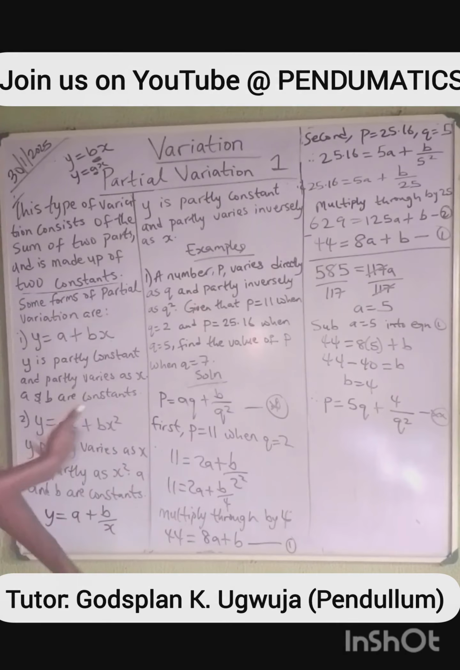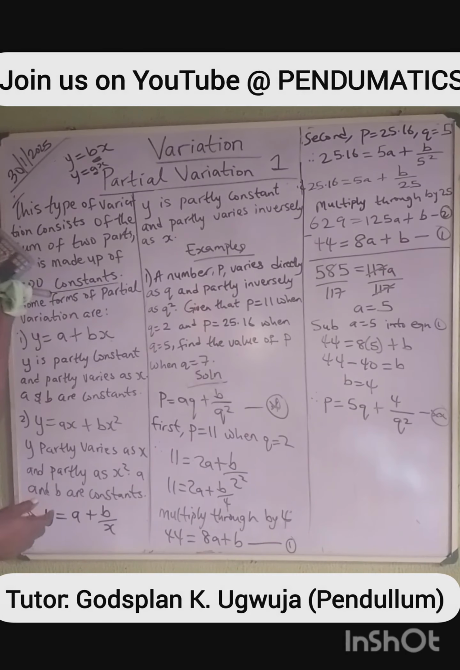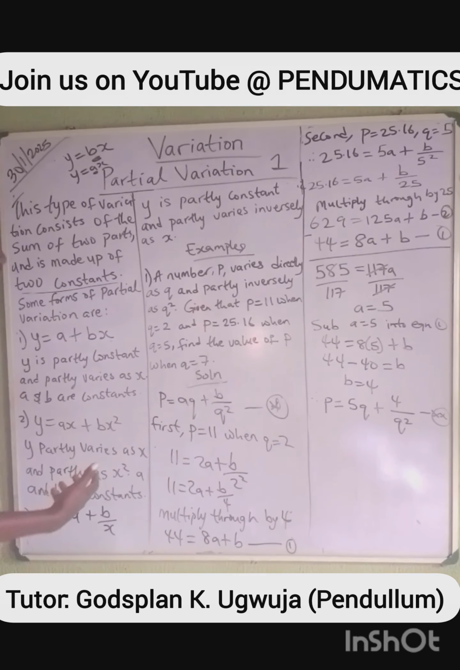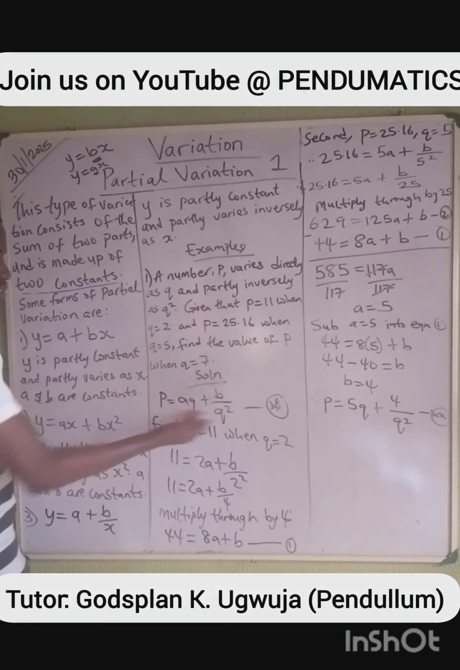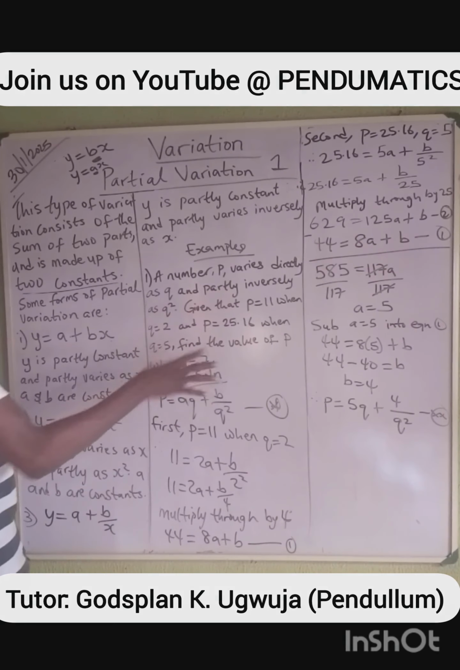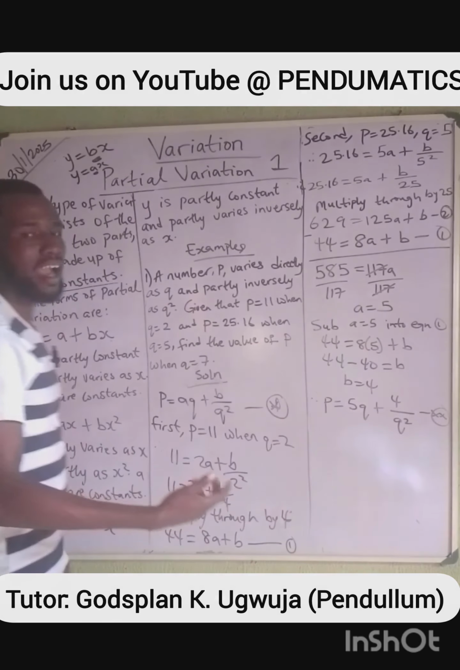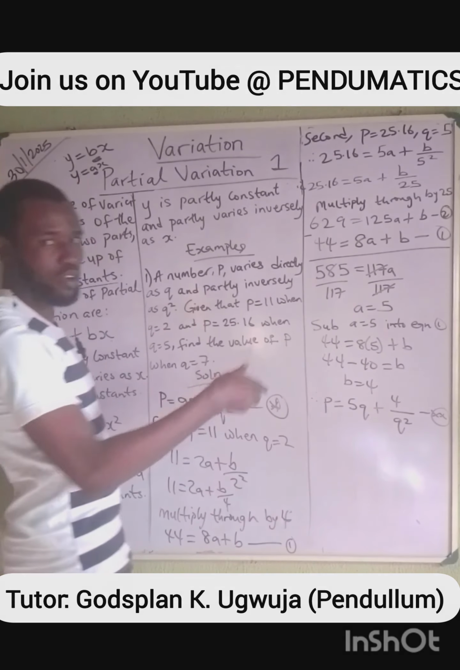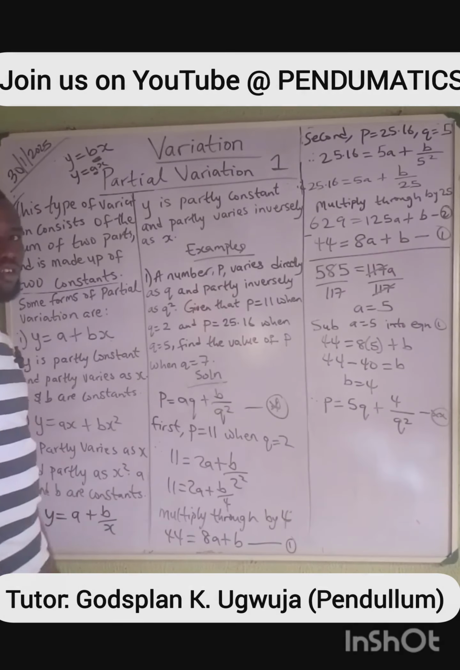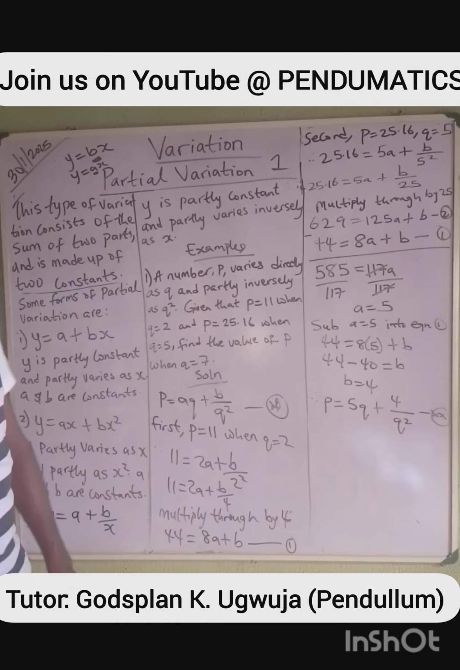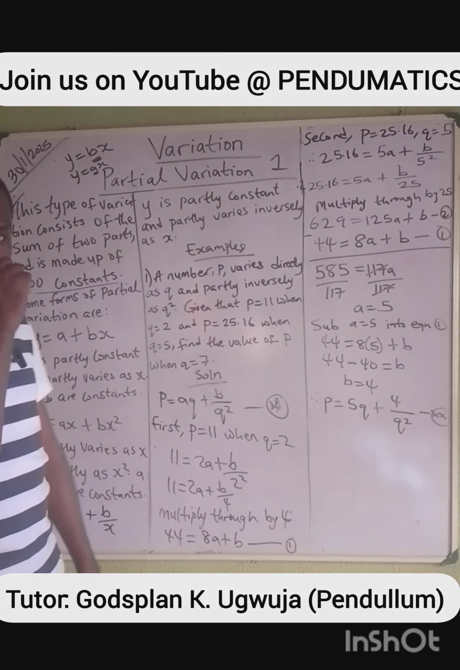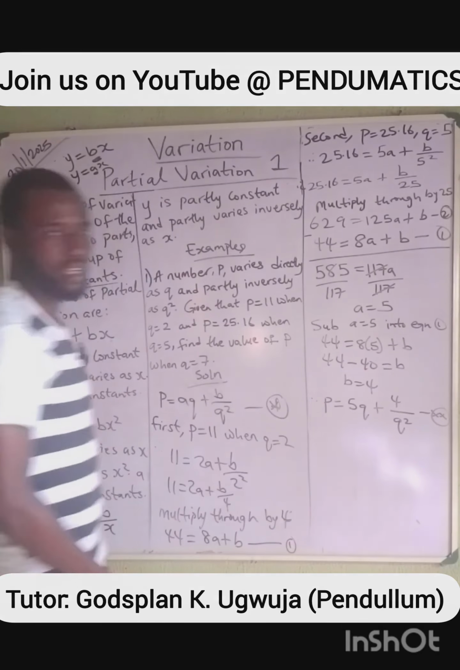Remember, if you've been following these videos from when we started direct, inverse, and joint variation, you will always know that the first thing you do is to get your equation like this, and then you put in the first set of values you are given to find your constant. And then you substitute the value of your constant into the equation to get the relationship between the quantities. So that's exactly the same thing we've done here.